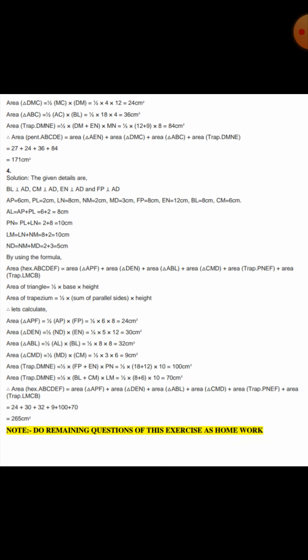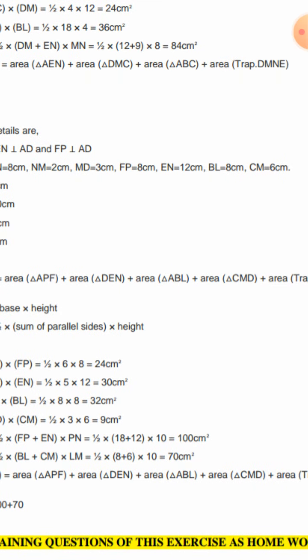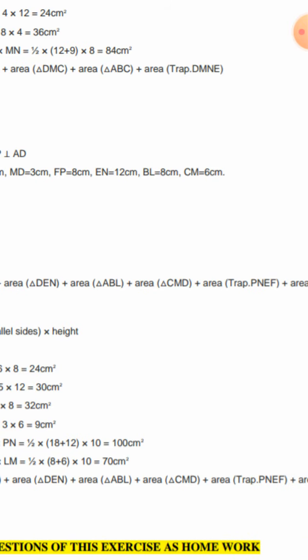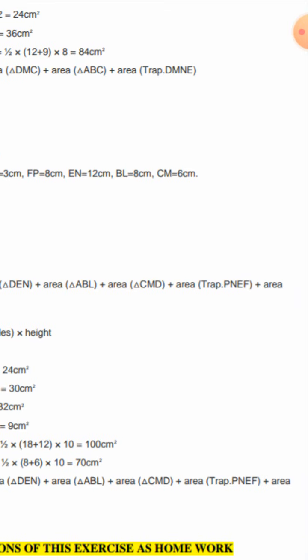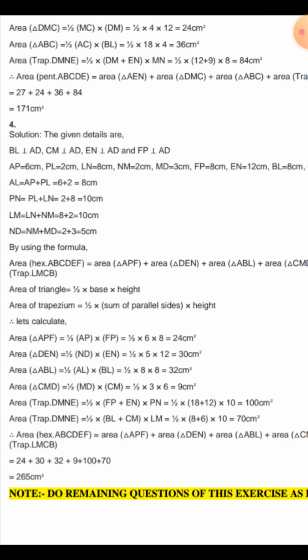Now area of hexagon ABCDEF will be equal to area of triangle APF plus area of triangle DEN plus area of triangle ABL plus area of triangle CMD plus area of trapezium PNEF plus area of trapezium LMCB. Now area of triangle is half into base into height, area of trapezium is half into sum of parallel sides into height.